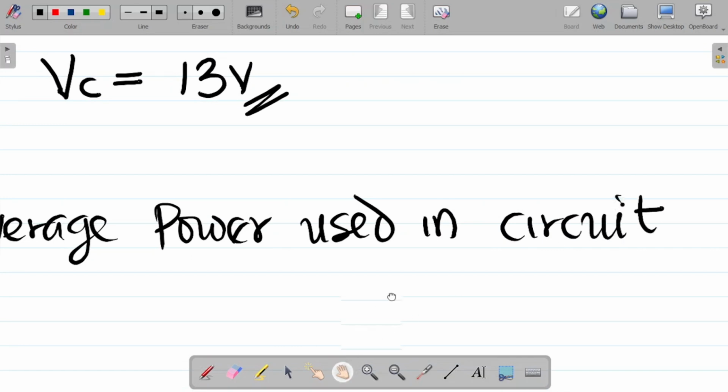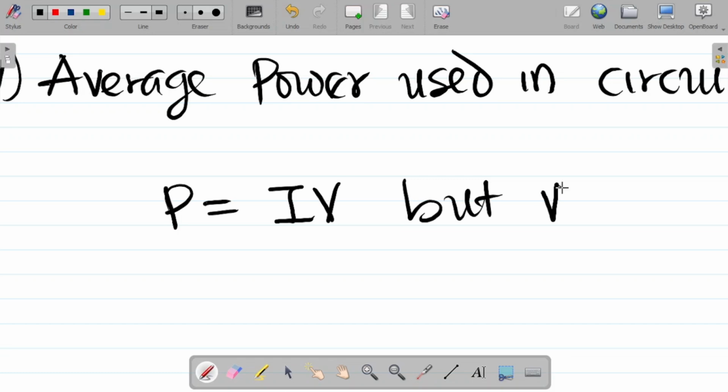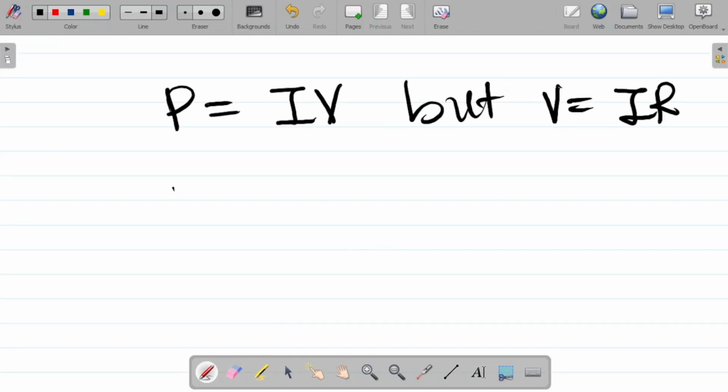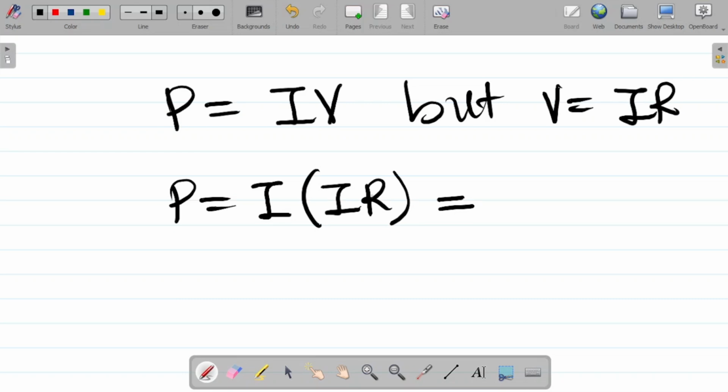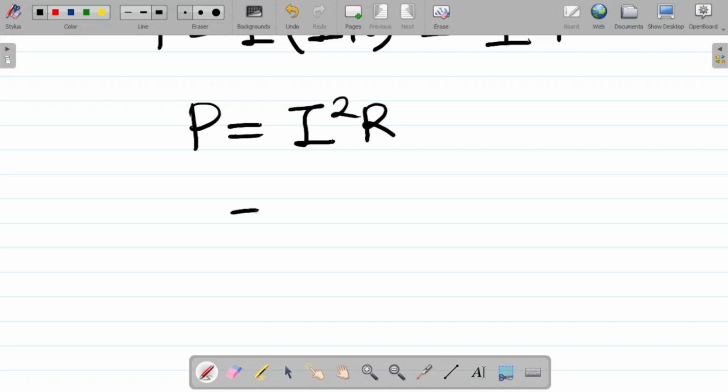What's the average power used in circuits? Now, note that the formula for power, P, is equal to IV, but we know that V is equal to IR. If I bring this here, it means that P is equal to I times V, and we said V is simply IR. Let's multiply this. That becomes I times I, which is I squared times R. So the formula for power is P equals I squared R. So this is simply equal to the square of the current.